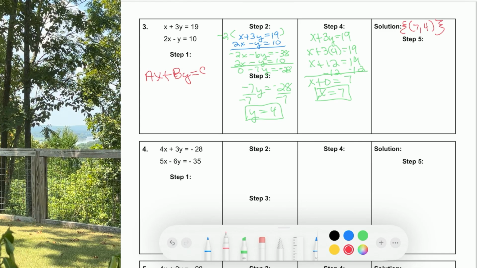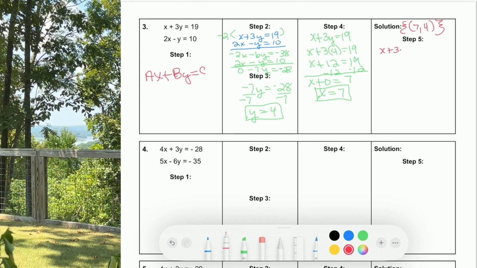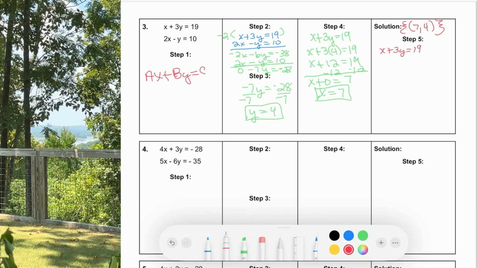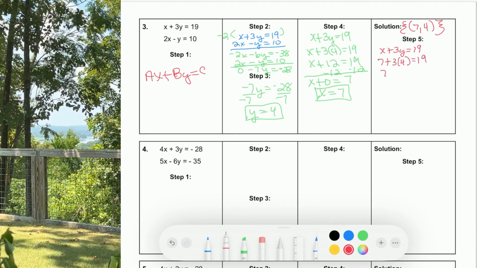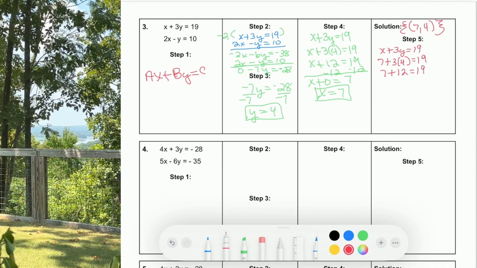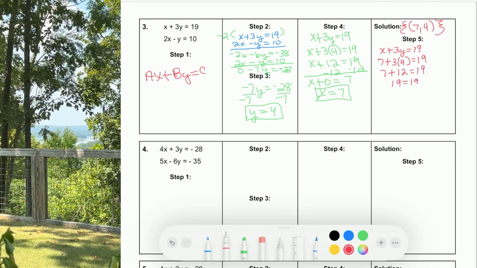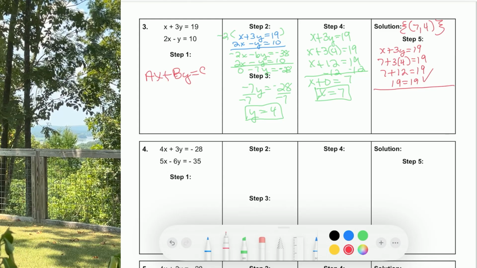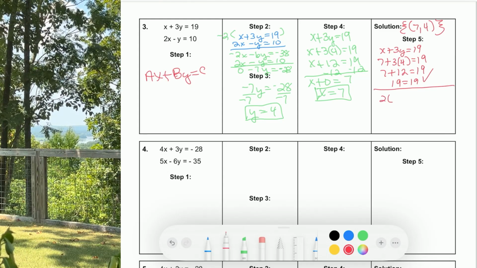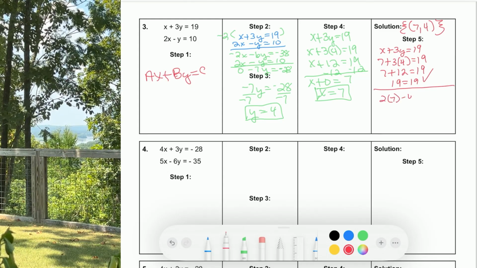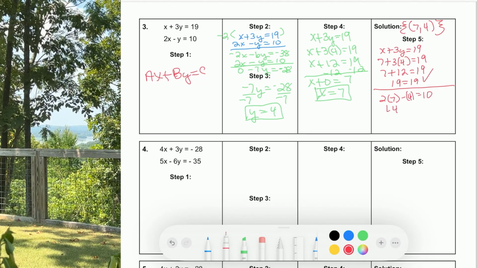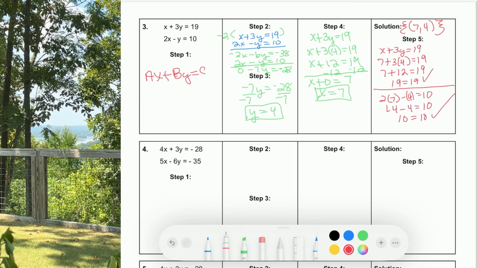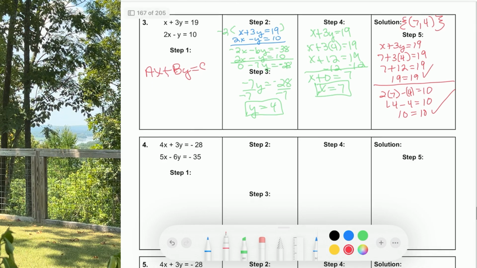And I need to check my answers. x plus 3y equals 19. So 7 plus 3 times 4 equals 19. 7 plus 12. And that is 19 equals 19. So that one checks out. Let's check our other one. 2 times 7 minus 4 equals 10. So that's 14 minus 4 equals 10. 10 equals 10. And yes, we do have the correct answer.